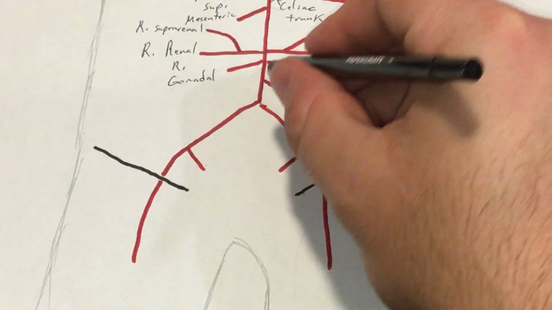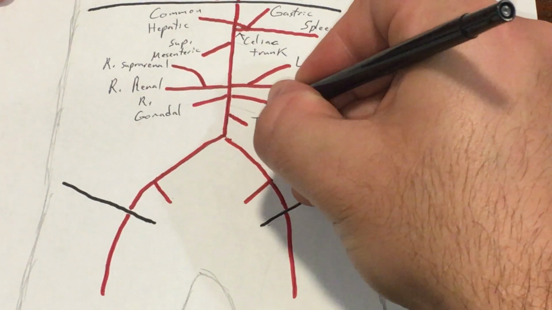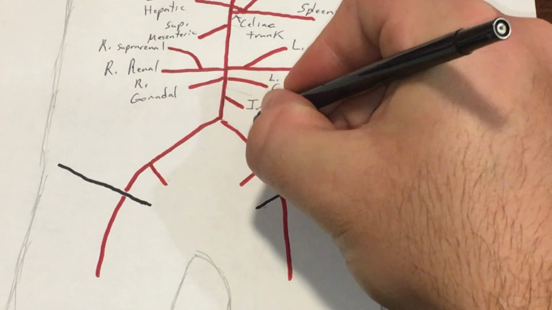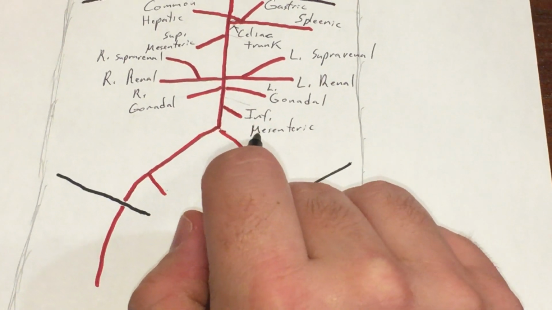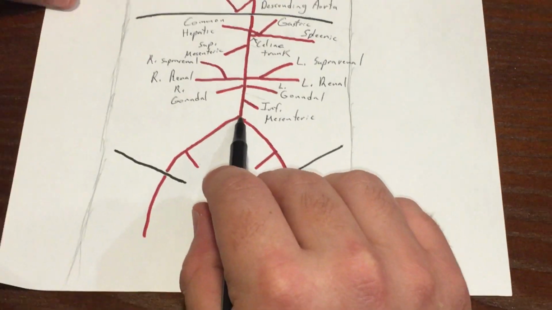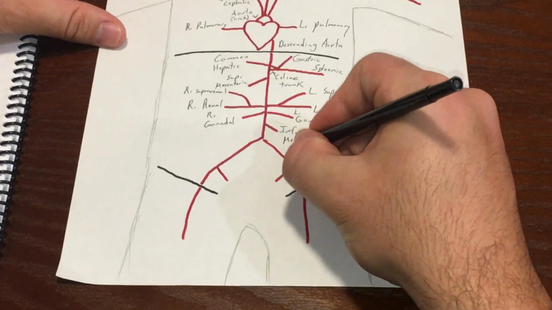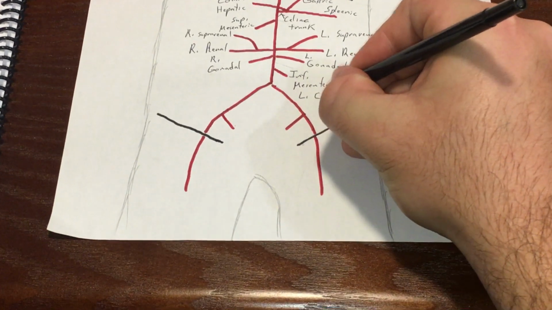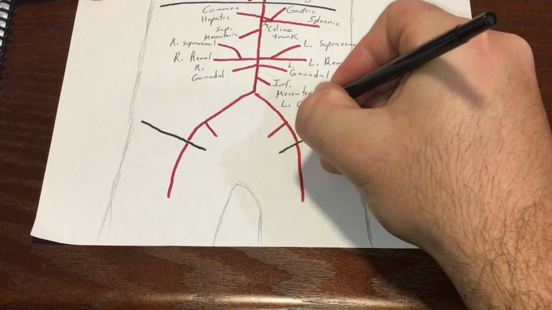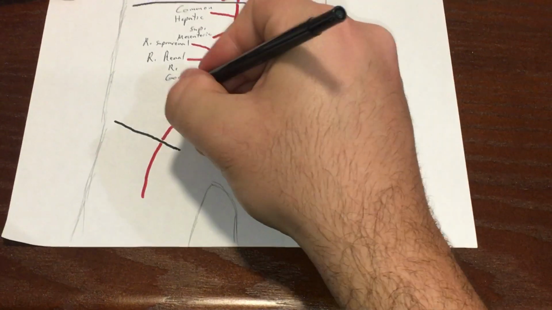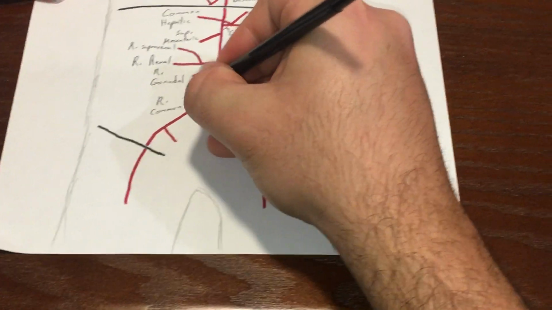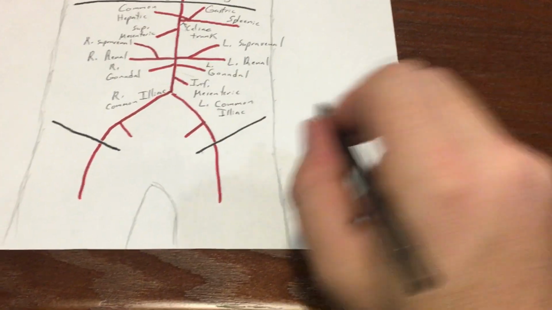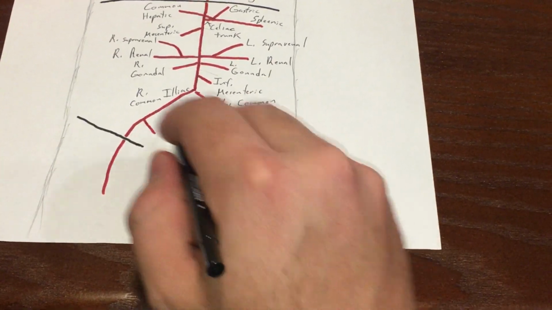And then coming down that, the next one would be the inferior mesenteric artery. This is actually going into the mesocolon, going to the large intestine. All right, then you have a branching point here. So you're going to have the left common iliac artery and the right common iliac artery. And then there's going to be a branching point.